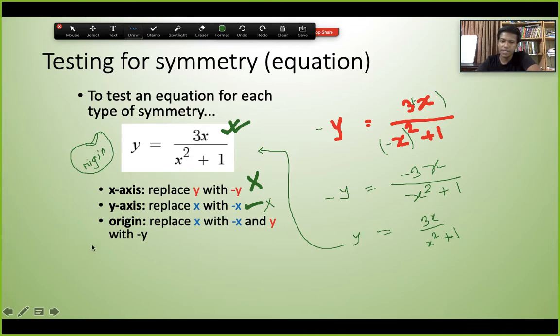This is how we can test it. We can replace y by minus y and check if it is same. Replace x by minus x, then check if it is same. Replace both of them and check if it is same after the calculation. If it is same, then it has that symmetry. Okay.